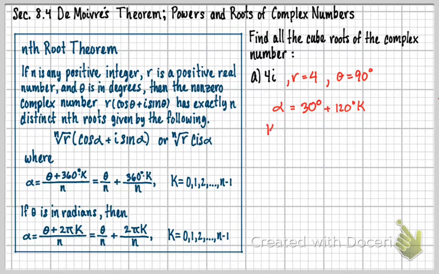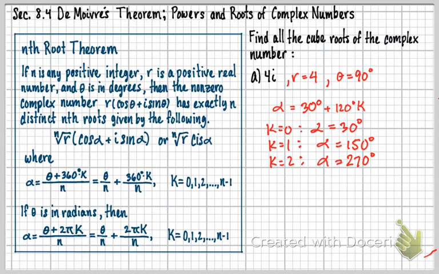So where k equals 0, alpha is going to equal 30 degrees. Where k equals 1, alpha is going to equal 150 degrees. And where k equals 2, alpha is going to equal 270 degrees. So now we can plug all those in and get the complex numbers.